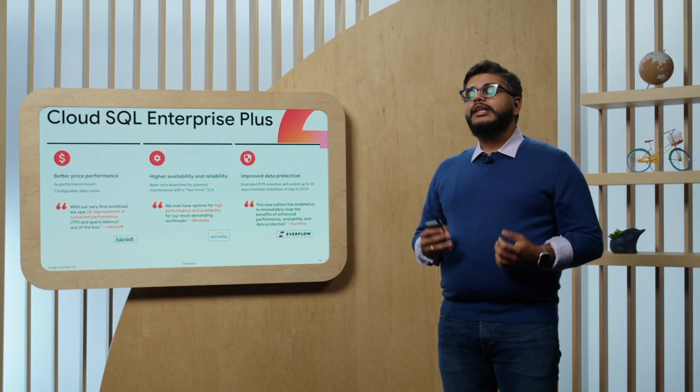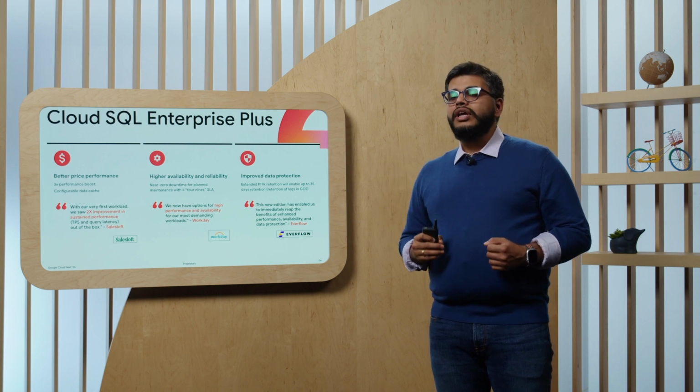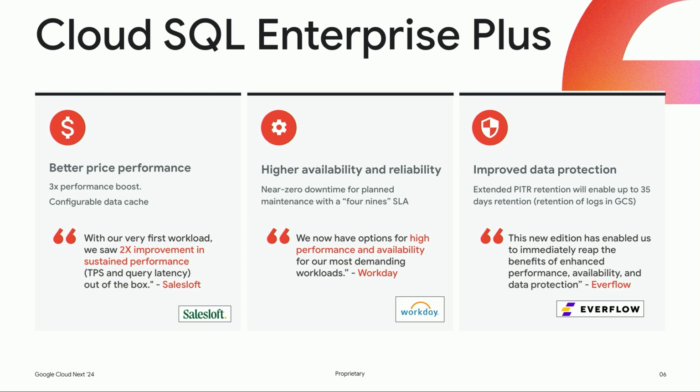To ensure that our users get the best out of Cloud SQL for their most critical workloads, we introduced Enterprise Plus Edition in 2023. With Enterprise Plus Edition, you can get a 3 times performance boost using the optional data cache as compared to the Cloud SQL Enterprise Edition. With Cloud SQL Enterprise Plus, you get a near zero downtime planned maintenance and a 99.99% uptime SLA, also known as a 4 nines SLA. And you get extended point-in-time recovery retention with up to 35 days with the logs getting stored in a Google Cloud Storage bucket. And our customers have been loving this edition, and they have been migrating their instances to leverage the better price performance, availability, and the improved data protection, as you can see from the slide.